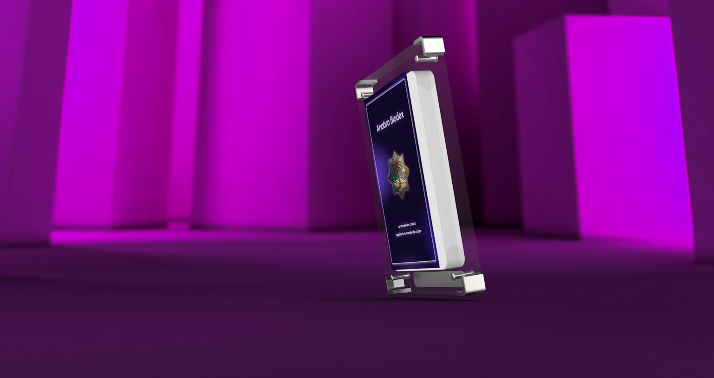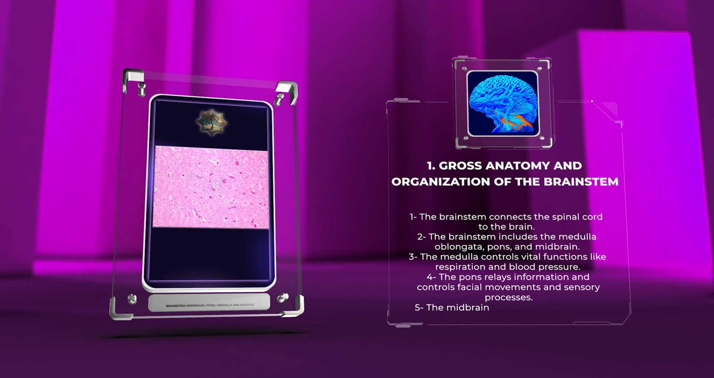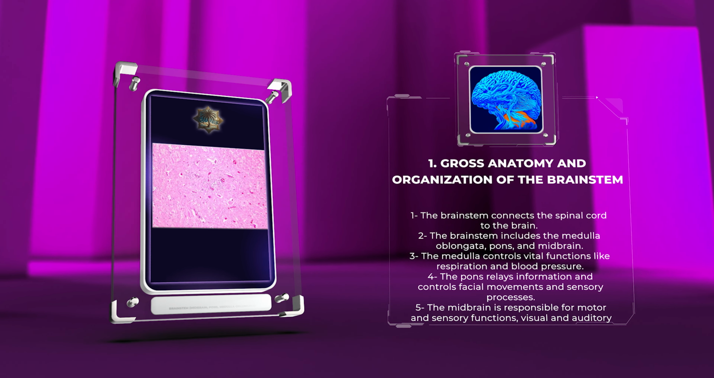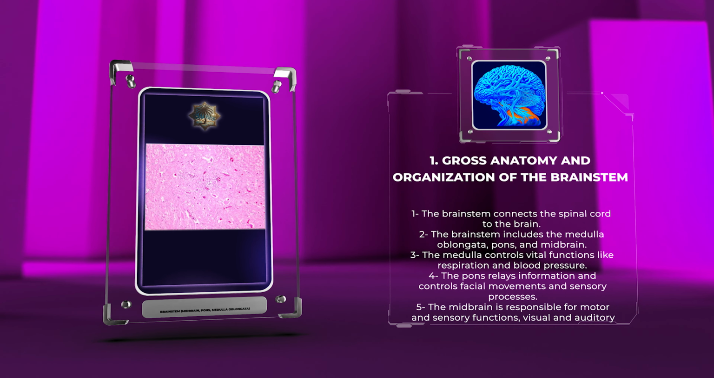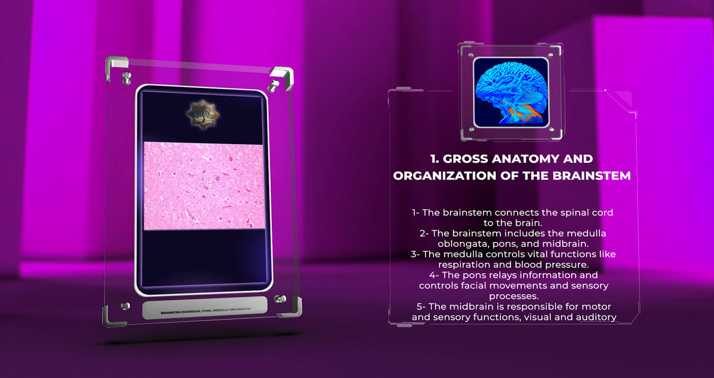The brainstem connects the spinal cord to the brain and includes the medulla oblongata, pons, and midbrain. The medulla controls vital functions like respiration and blood pressure. The pons relays information and controls facial movements and sensory processes. The midbrain is responsible for motor and sensory functions, visual and auditory processing, and coordination. Understanding the brainstem's organization is important in comprehending its functions.